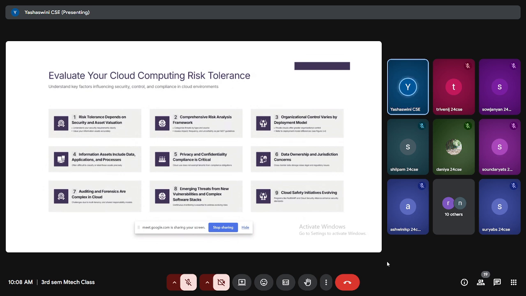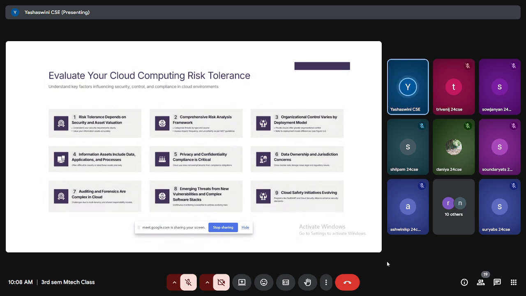Right now, the third thing is how organizational control varies from deployment model. That is, depending upon whether your cloud is private or public cloud, you can offer the organization control, and depending upon that, you can go with deployment.